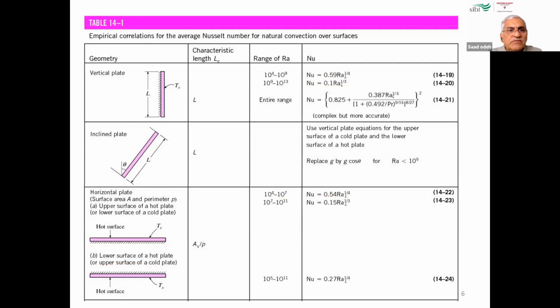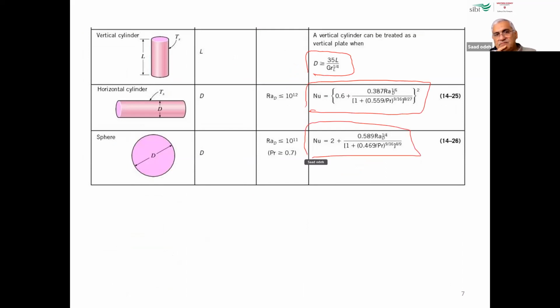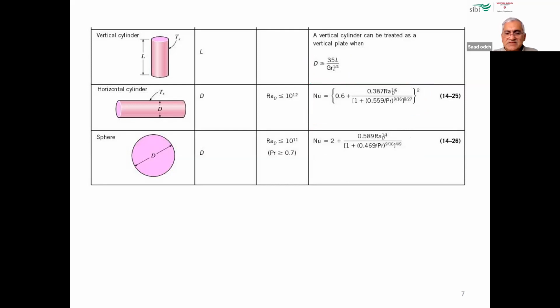So this is table 14.1. There are other shapes for natural convection. When we have a vertical cylinder, horizontal cylinder or sphere, each one of them has its own formula. Most of them follow one formula, as you can see. Any question?